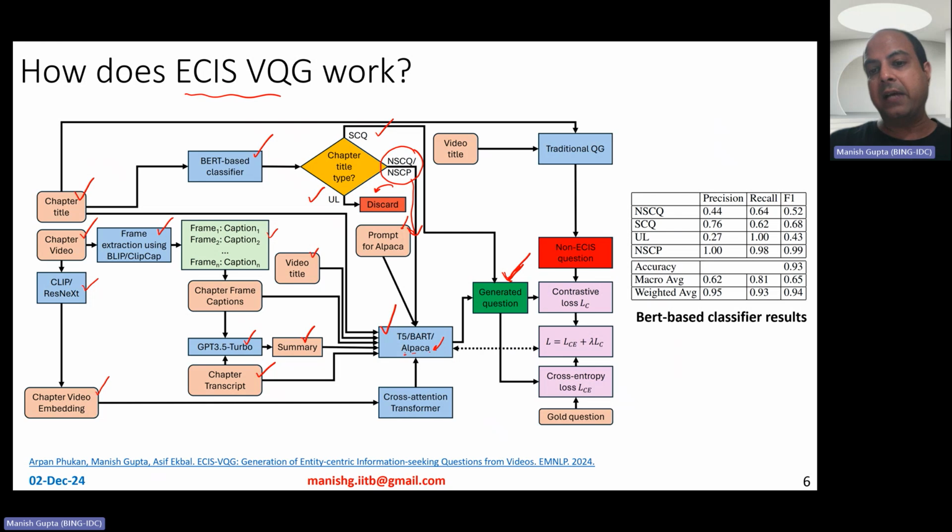The generated question at train time is compared with the gold question so as to compute the standard cross-entropy loss. One other thing that we want to do is to generate a question which is not a usual question with common objects and attributes. So what we do is take the same chapter title and ask a traditional question generation model, along with the video title, to generate a non-ECIS question, a question with the common names of objects and attributes.